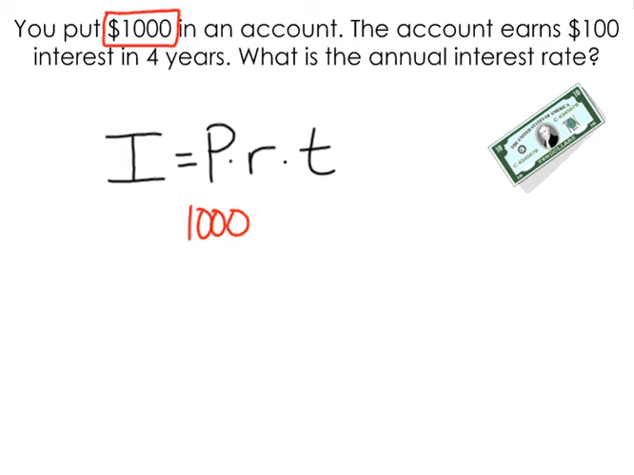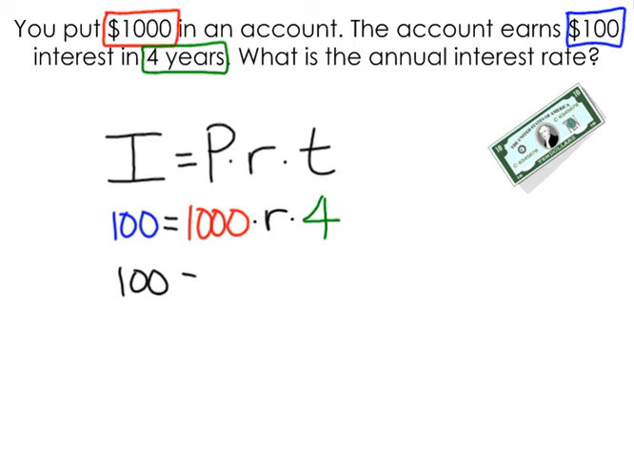It tells us that we earn $100 in interest, so that's going to go underneath the I. And it also tells us that it takes 4 years. So I'm going to plug that in underneath T for time. And now I'm just going to bring down everything I haven't used. So I have an equal sign, I have times a rate, and times 4. It asked for the rate, so it would make sense that I'm solving for R. Okay, we'll start by multiplying 1,000 times 4, which is 4,000. And then to solve this equation, we're going to divide by 4,000 on each side.